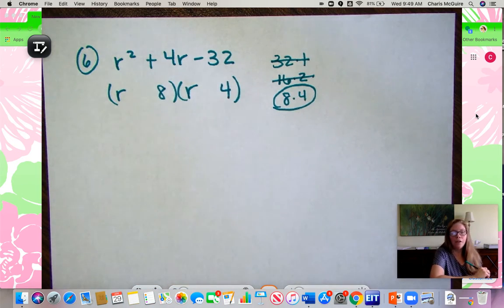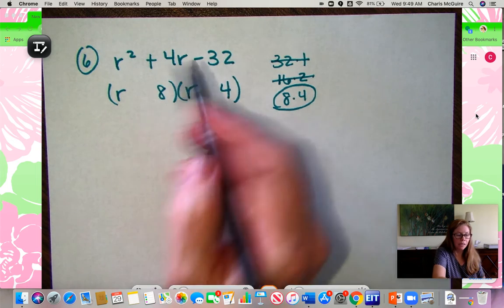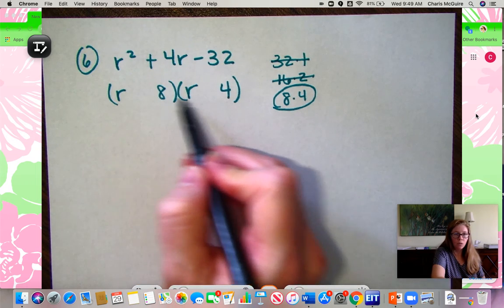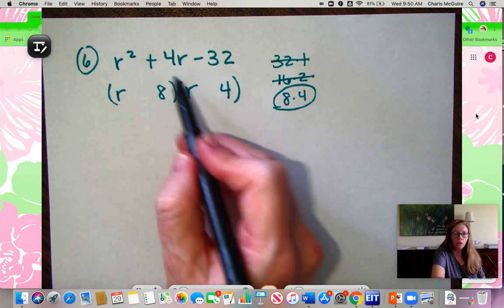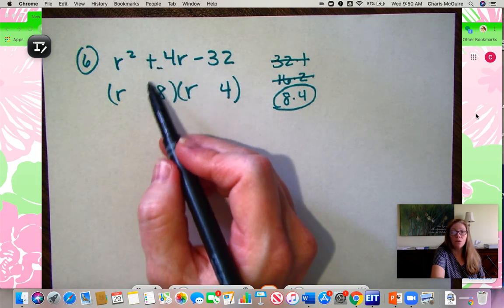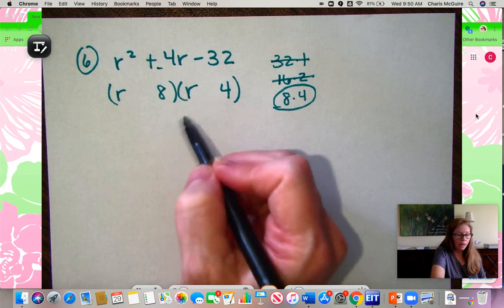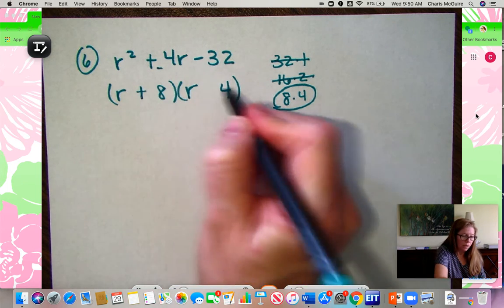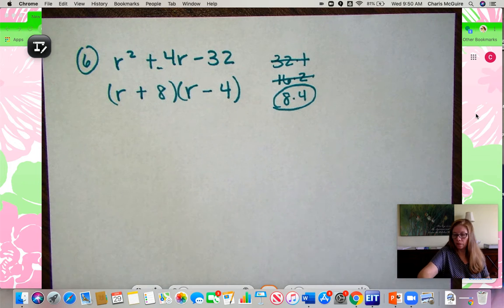And then how do you know which one to make what sign? Because it's a negative, these are going to be 2 different signs in here. Look for the sign here. Whatever is in the middle term, that goes to the biggest number. 8 is the biggest. It gets the positive. This one gets the negative. Let's check it out and see what it looks like.